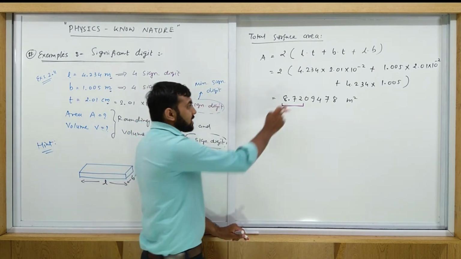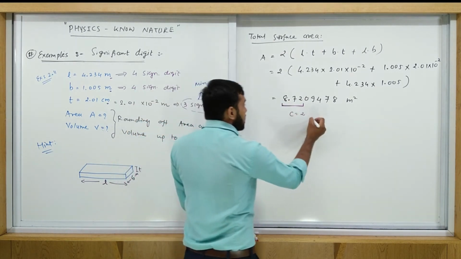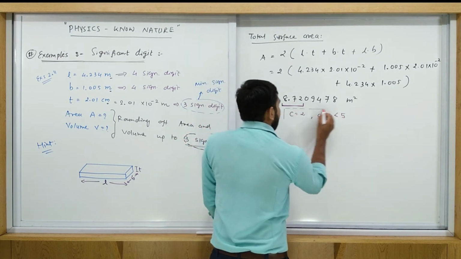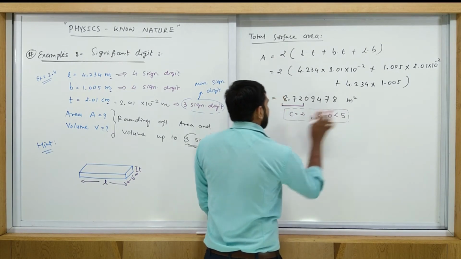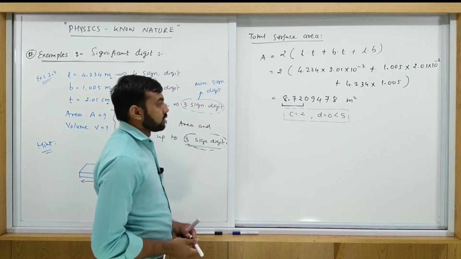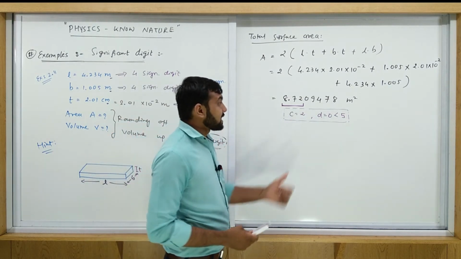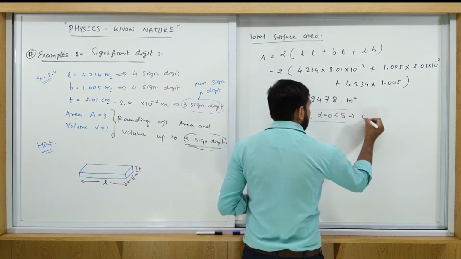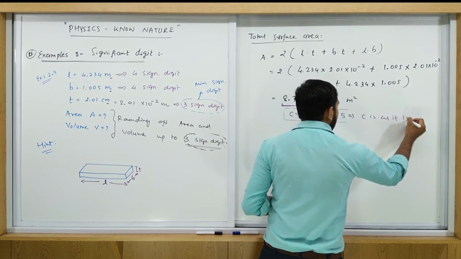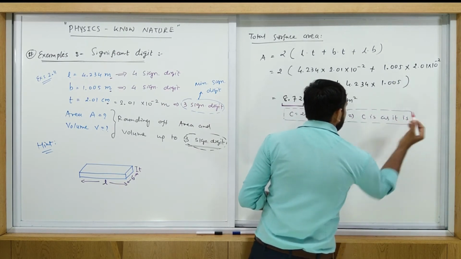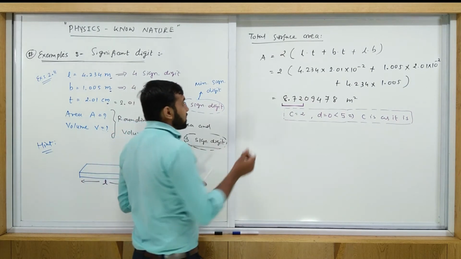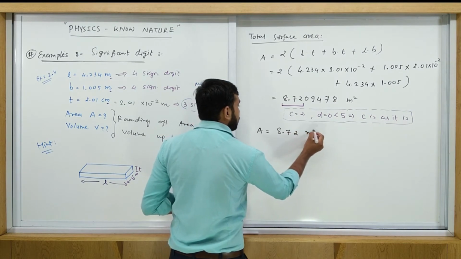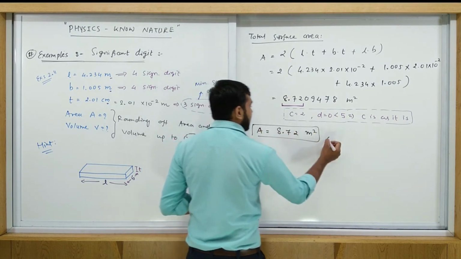So what is the C here? C is equal to 2, and what is the D? 0. 0 is less than 5. So if D is less than 5, C is as it is. What is the meaning of this? There is no change in C. So what is the final answer for the area? The area is equal to 8.72 meters square. This is the final answer.